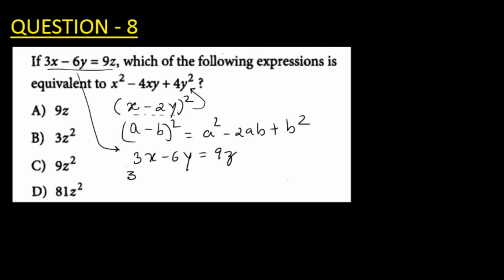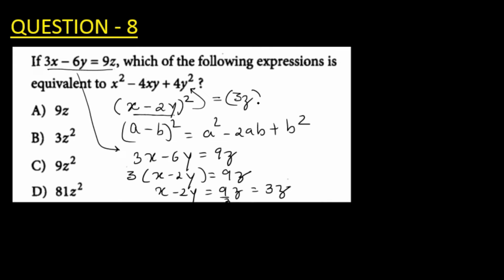We can take out a 3 common, so we get x minus 2y, which is what we wanted. So from here, x minus 2y will be 9 by 3z, which is nothing but 3z. And what value do we want to find out? We want to find out x minus 2y's whole square, which is nothing but 3z whole square, which is 9z square, and hence the answer is choice C. Good. Let us go ahead.